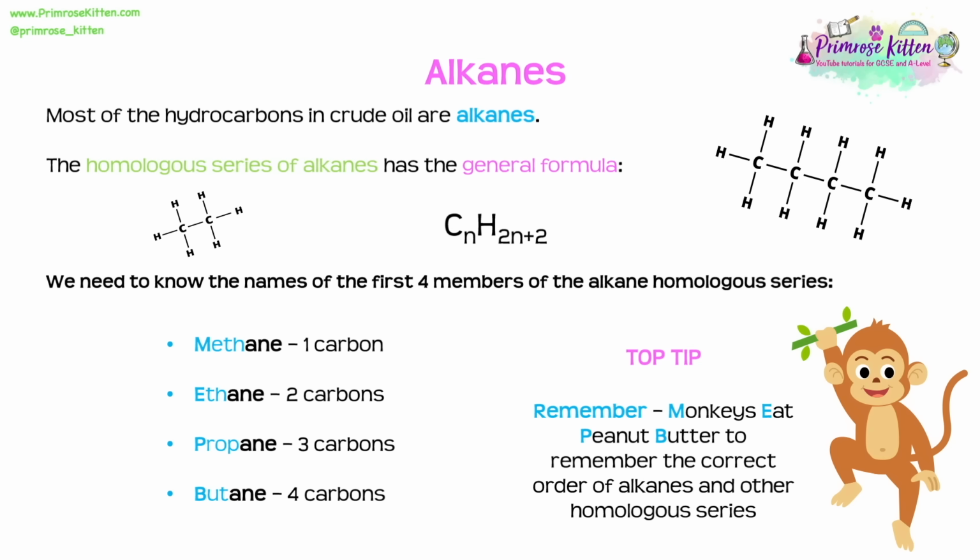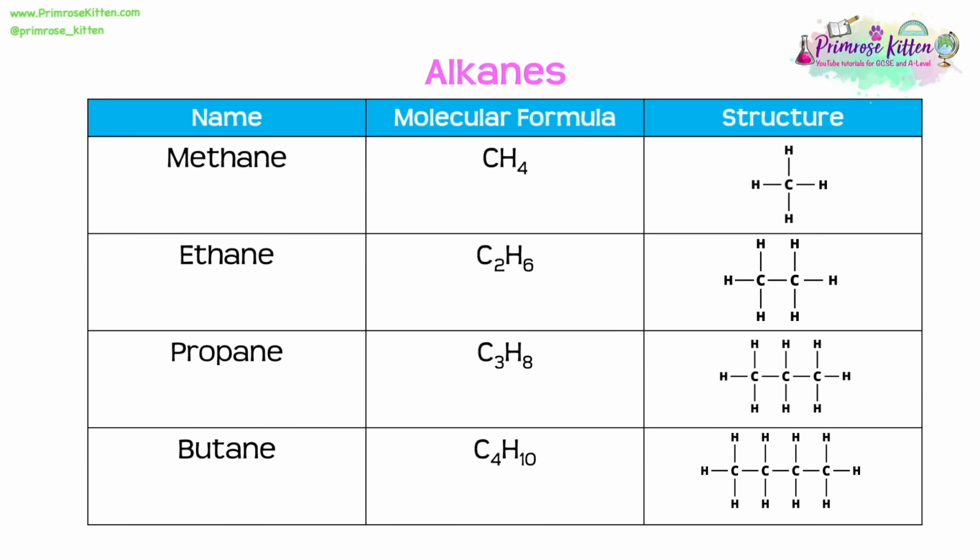We only need to know these first 4, and notice that for the alkanes, all of the names end in ane, and the beginning is the same too, and this carries for all of the different homologous series that we will see. So we've got a little top tip of how to remember these. If you remember the phrase, monkeys eat peanut butter, then you will remember the correct order of the meth, eth, prop and but, and therefore you'll be able to write down the correct name for the number of carbons that you need.